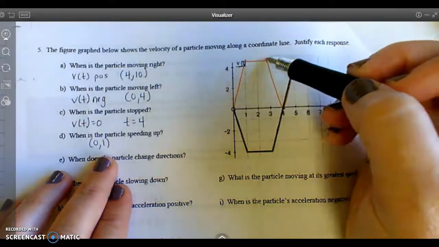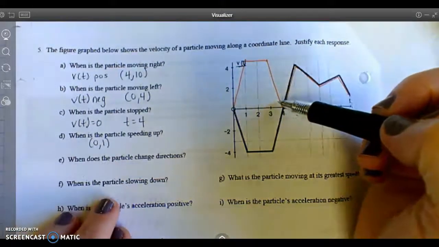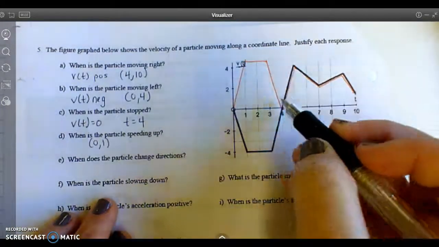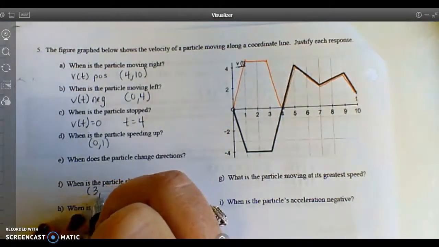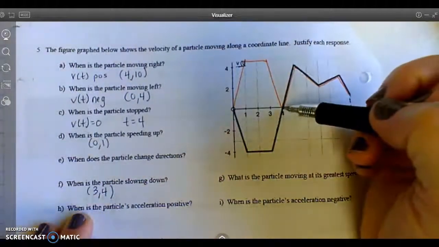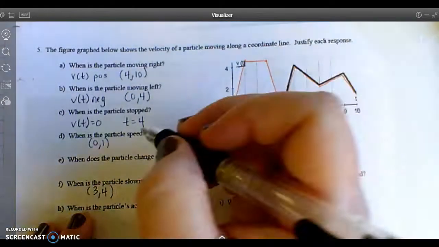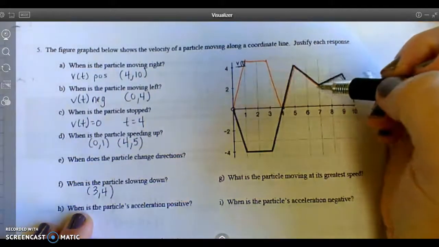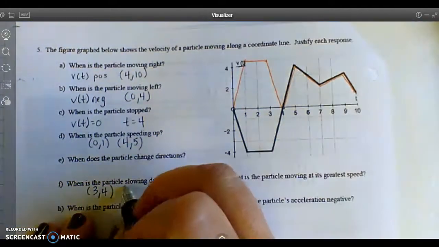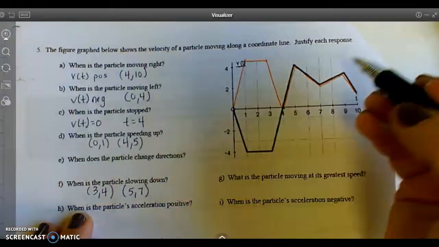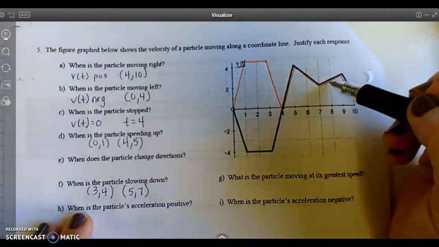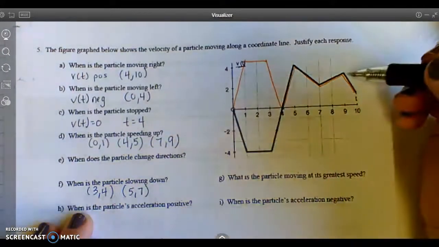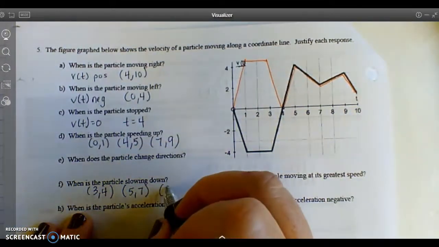This is constant speed. This is slowing down. I'm going to go ahead and write the slowing down here on the slowing down part. So that's at 3 to 4. Okay, speeding up again was 4 to 5. Slowing down, I'm just doing it parts at a time, so 5 to 7. Speeding up 7 to 9. Slowing down 9 to 10.